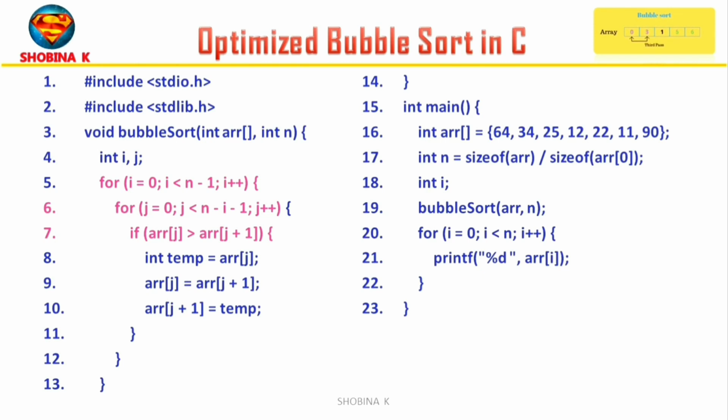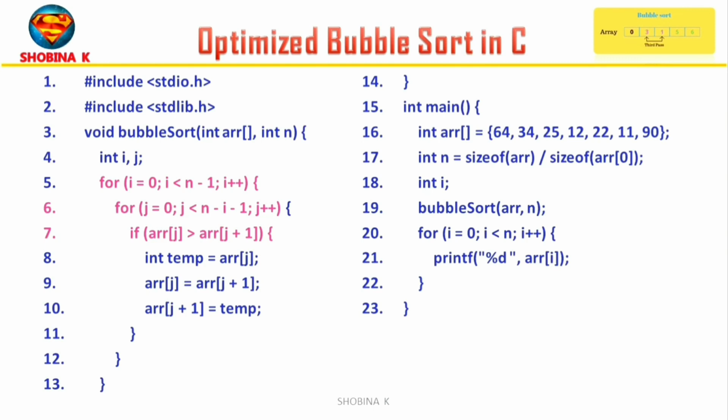This loop contains another for loop which will iterate n minus i minus 1 times. So this loop starts with j equals 0 and it will continue until j is equal to n minus i minus 1. The loop body contains an if statement which will check if the current element of the array is greater than the next element.